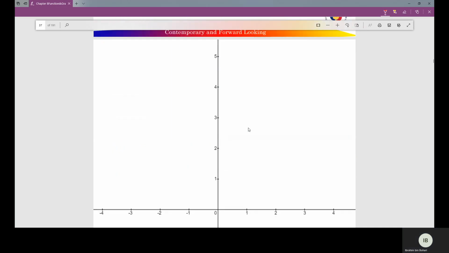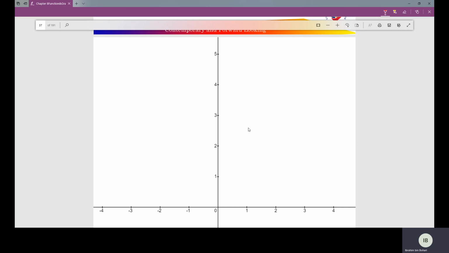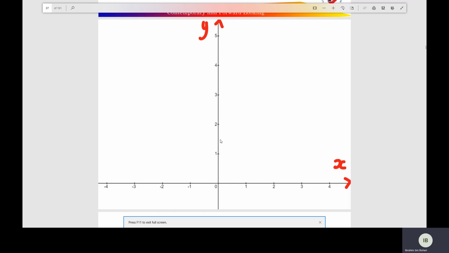For this one, you draw the y-axis and you draw the x-axis of the function. First function, when f(x) equals x plus 2, the first value is at negative 2, 0. So this one you label.